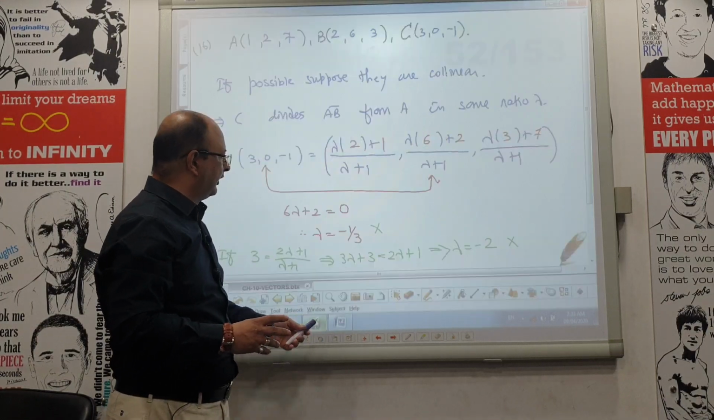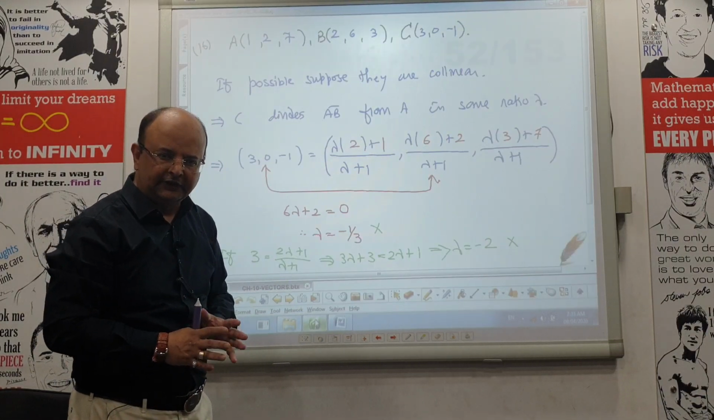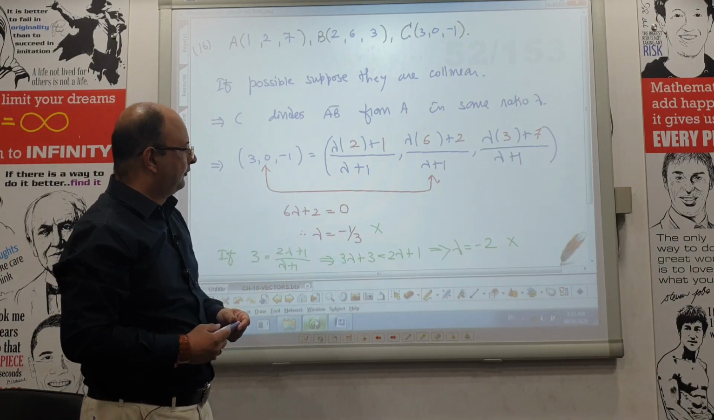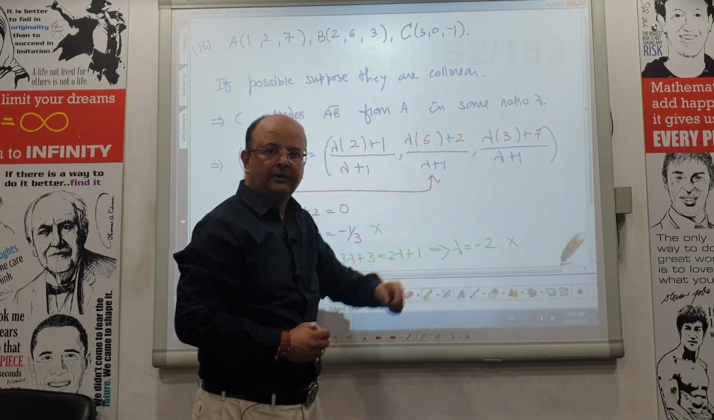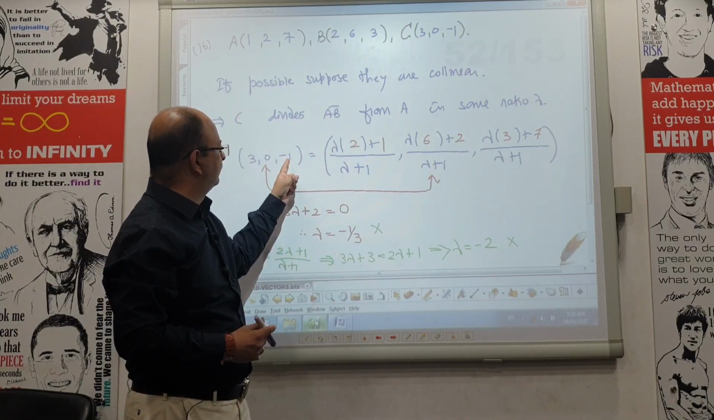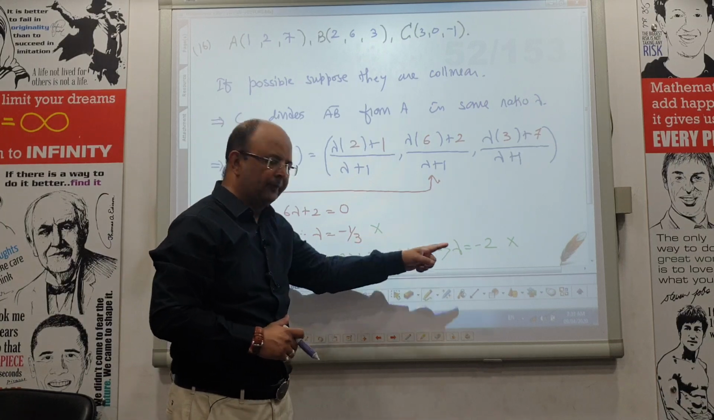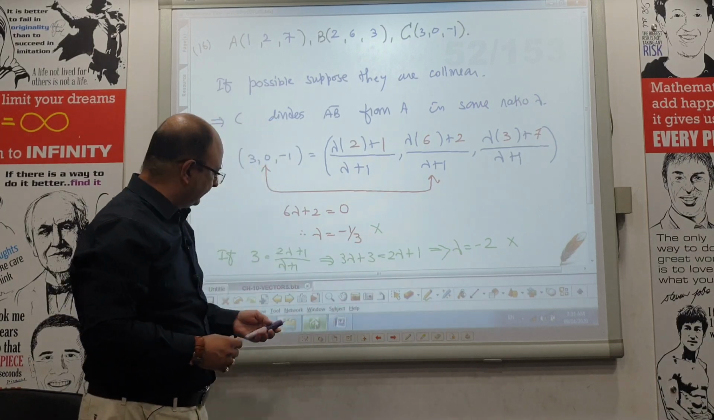But I hope you got it, how to prove collinearity. You will prove that lambda remains same for all. For these also you will get some different lambda: 3 lambda plus 7 equals minus lambda plus 1. You will get some different lambda other than these two. So we find they are not collinear.